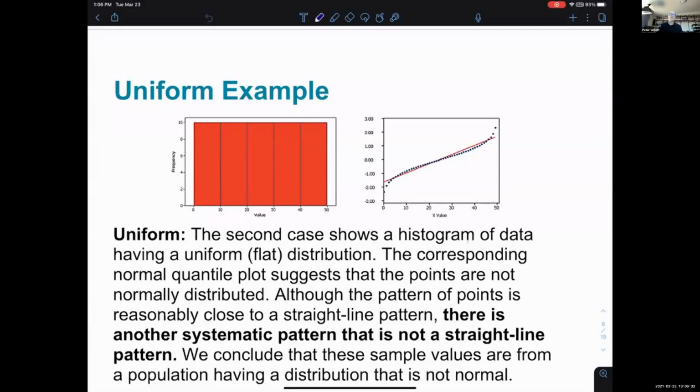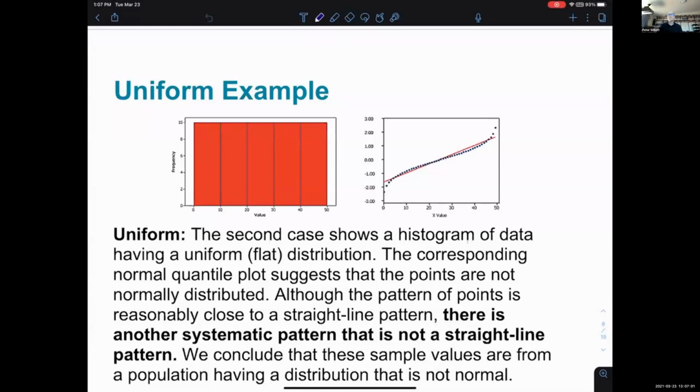It says, although the pattern of points is reasonably close to a straight line pattern, there's another systematic pattern that is not a straight line pattern. The pattern that the points are adhering to is curved, and you can basically see that in the first period, they're all below the line of best fit. And then for the next period, they're all above, and then they fall all below. And you can see this kind of nice, slightly curved pattern.